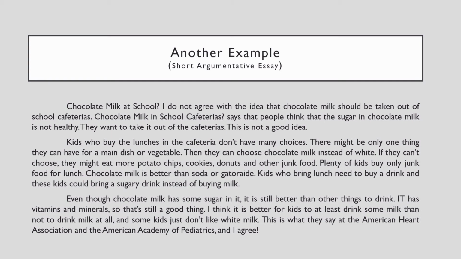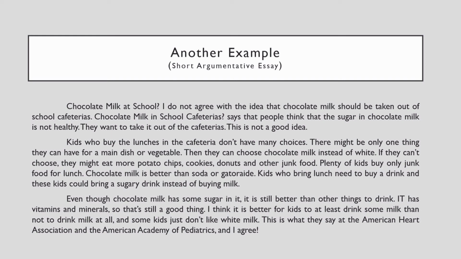Kids who buy the lunches in the cafeteria don't have many choices. There might be only one thing they can have for a main dish or vegetable. Then they can choose chocolate milk instead of white. If they can't choose, they might eat more potato chips, cookies, donuts and other junk food. Plenty of kids buy only junk food for lunch. Chocolate milk is better than soda or Gatorade.